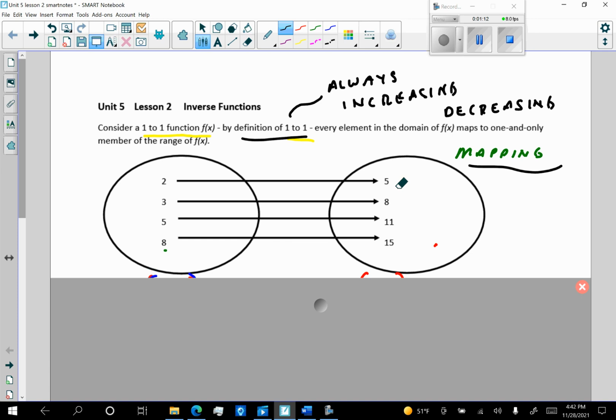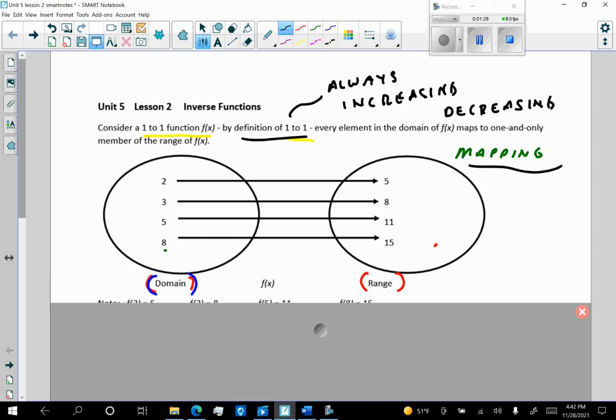Here we have 2 that maps to 5. We have 3 maps to 8. And notice the arrow starts at 3, ends at 8, starts at 5, ends at 11. 5 maps to 11, and I have 8 that maps to 15. This is called a mapping.